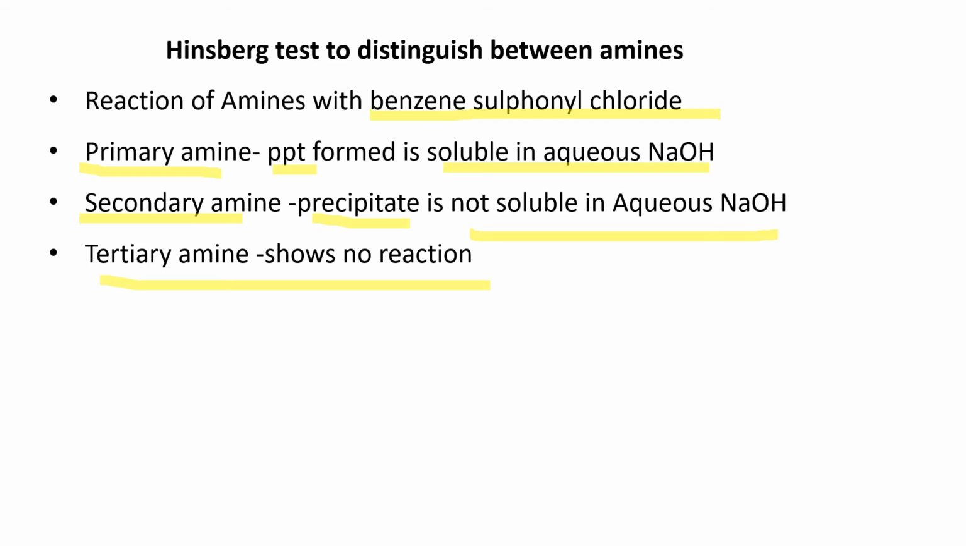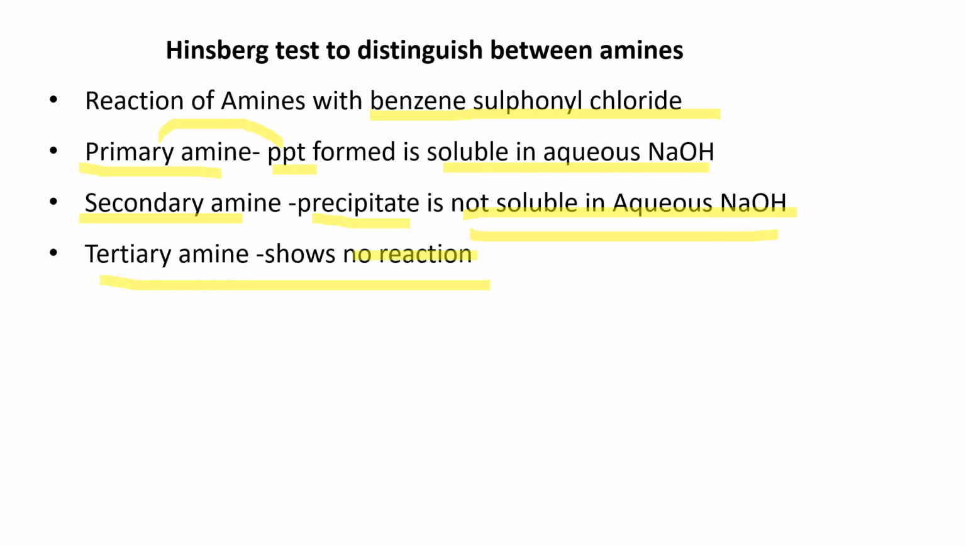So if the given amine forms a precipitate which is soluble in NaOH, then it is a primary amine. If you have an unknown amine that forms a precipitate, but that precipitate is not soluble in aqueous NaOH, then it is a secondary amine. If no reaction, you have an amine, allow it to react with the benzene sulfonyl chloride, and if it doesn't show any reaction, it is a tertiary amine.